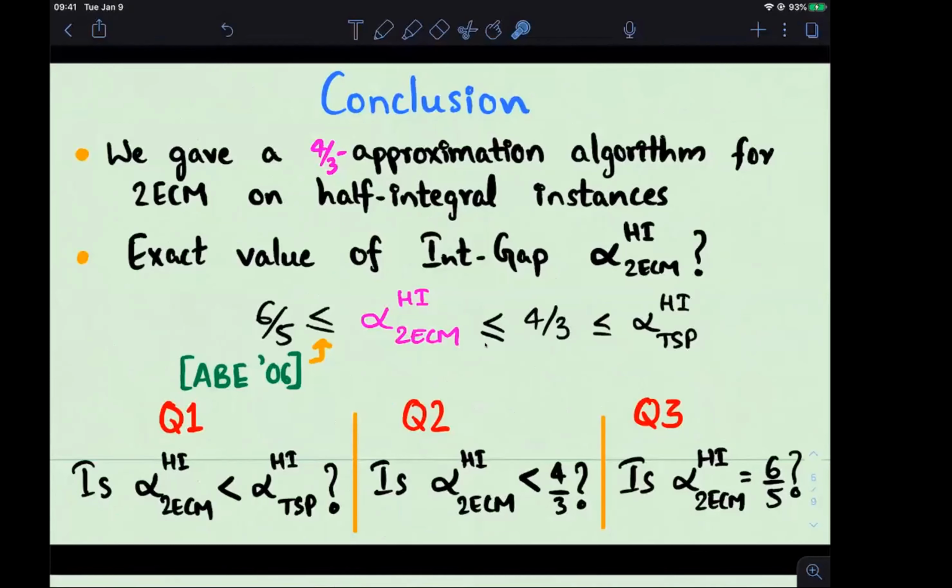So we gave a 4/3 approximation algorithm for 2 ECM on half integral instances. And the open question that I would like to mention is, what's the exact value of this integrality gap for 2 ECM on half integral instances? We know of examples where it's at least 6/5, and Karen Ravi's proof showed that it's at most 4/3, and also our result. What's the true value? With this, I would like to end my talk.